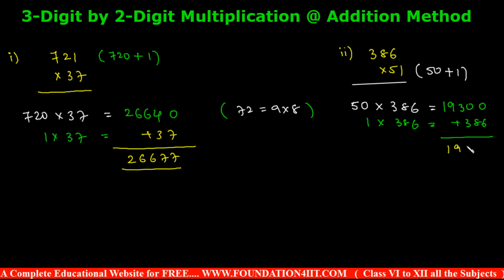What is it? 19,686. 386 into 51 is 19,686. But all this calculation should be done internally, because you have already practiced perfectly from previous chapters with a 3-digit number by 1 digit. So make it into 2 parts like a single digit, then we can multiply and add internally. So this calculation is also done using this addition method. In case some numbers are in a different way, let us follow the subtraction method.